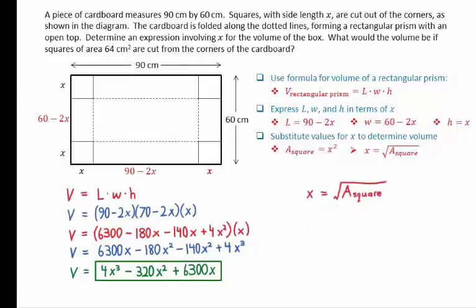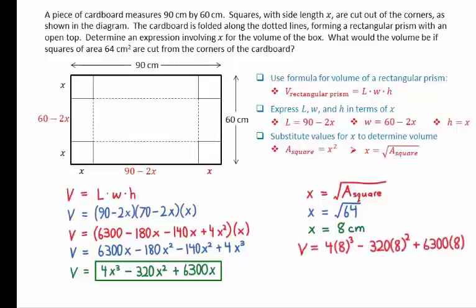If the squares cut out of the corners have an area of 64 centimeters squared, we can calculate that x is the square root of 64, or 8 centimeters. We then substitute x equals 8 into the formula for the volume of this prism. V equals 4 times 8 cubed minus 320 times 8 squared plus 6,300 times 8. This results in a volume of 31,968 centimeters cubed.